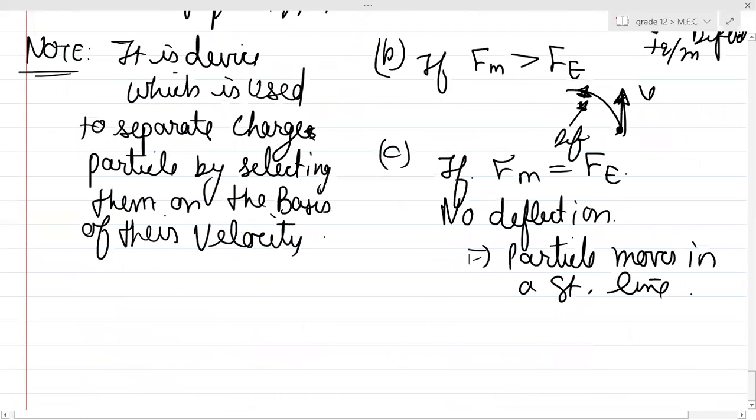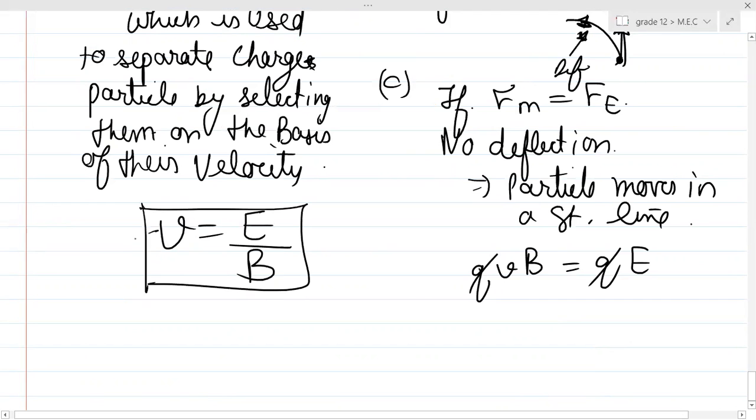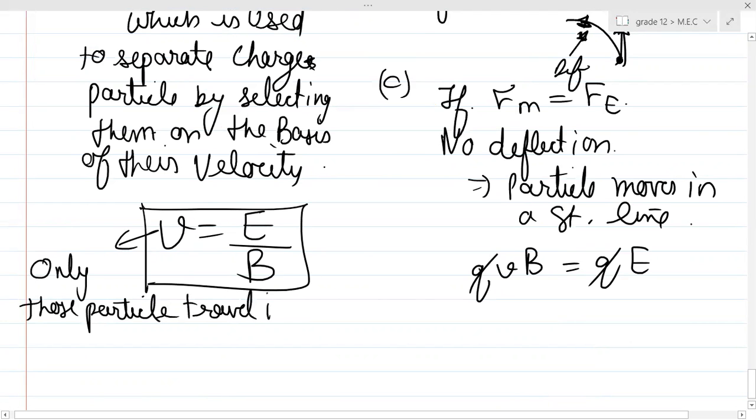Let me calculate what the velocity will be for this. So QVB should be equal to QE. Can you see, from here V is equal to E by B. Only those particles travel in a straight line which follow this equation, yes or no?